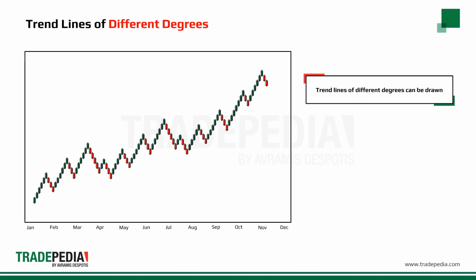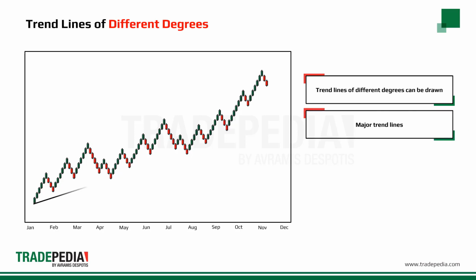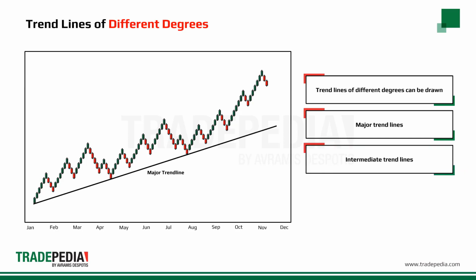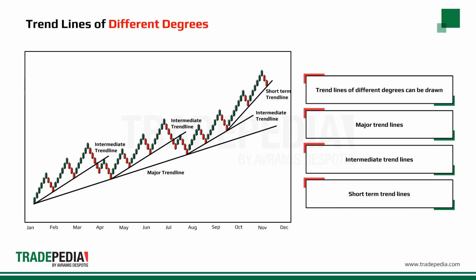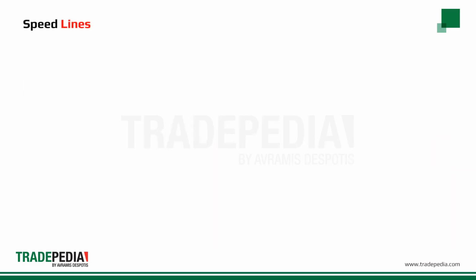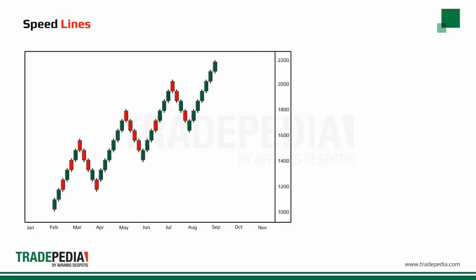Trend lines of different degrees can sometimes be drawn on a single chart. Major trend lines, intermediate trend lines, and even short-term trend lines. Another technique of finding trend lines are speed lines.